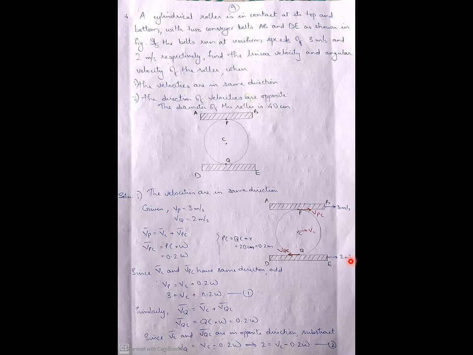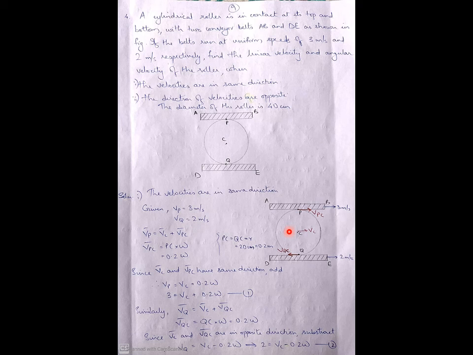Now in the previous problems we have seen that all those things were given in terms of the center point, that is velocity of C is given. We have been asked to find the velocity of the end points. Here it is the opposite. The end velocities are given. We have been asked to find the velocity of the center point. Find the linear velocity and angular velocity of the roller, which means to find the velocity and the angular velocity of the center point. How to find that?